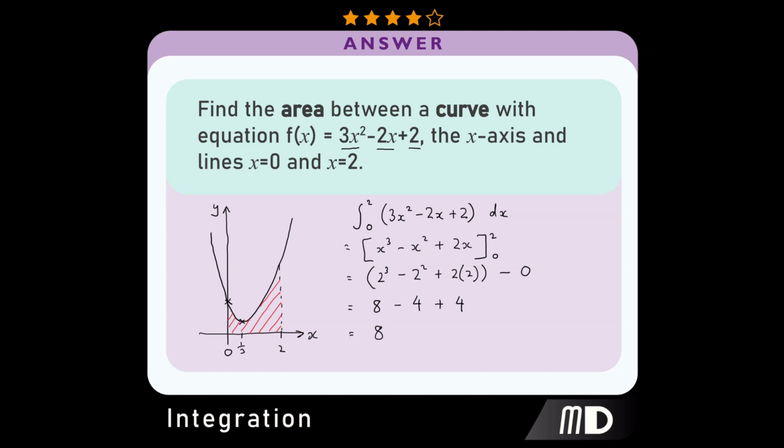So the question, which asked us to find the area between the x-axis and lines x equals 0 and x equals 2, that area is 8.